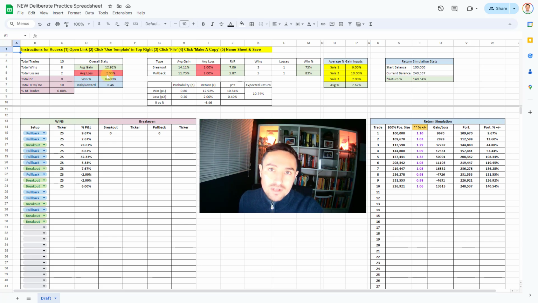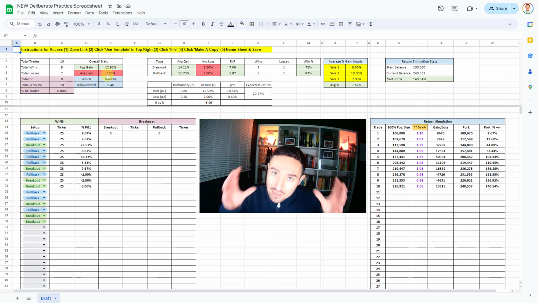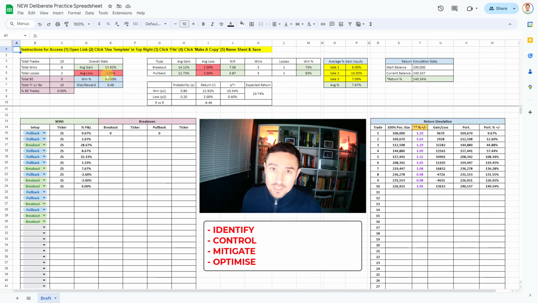So those of you who have studied Mark Douglas's work in terms of trading psychology will know the importance of being able to have an edge: identify your edge, predefine your risk, and then have a systematic process for taking profits when the market makes them available to you. Now, the way I use that in my own language is, number one, you got to identify a high quality setup. Number two, control the risk, create an asymmetric risk versus reward trading opportunity. Number three, mitigate the risk. Number four, optimize the profits.